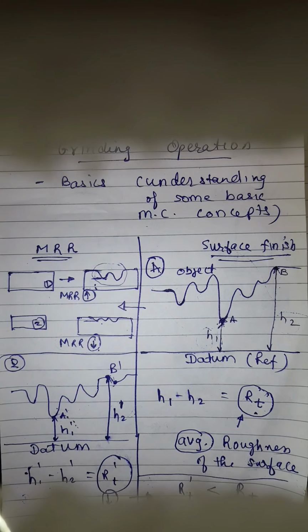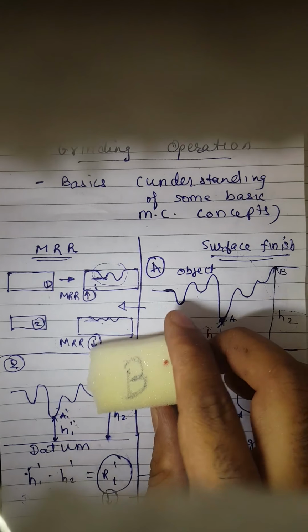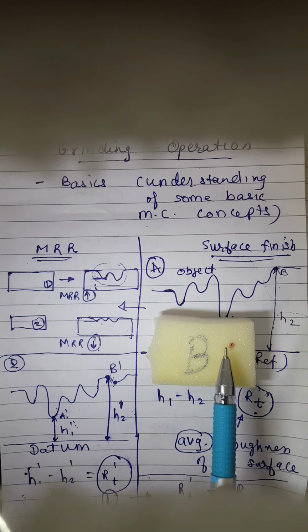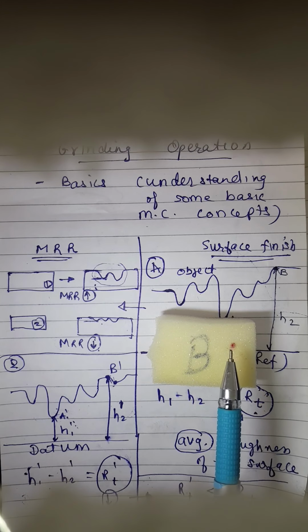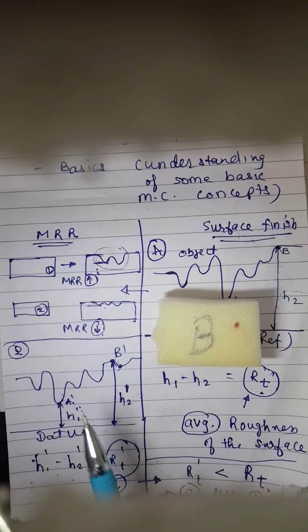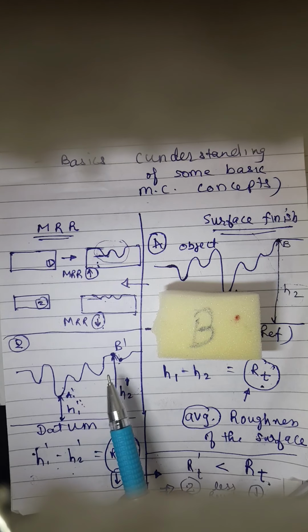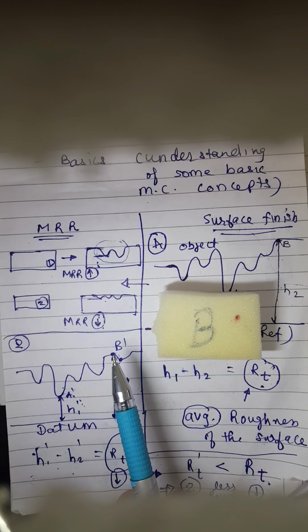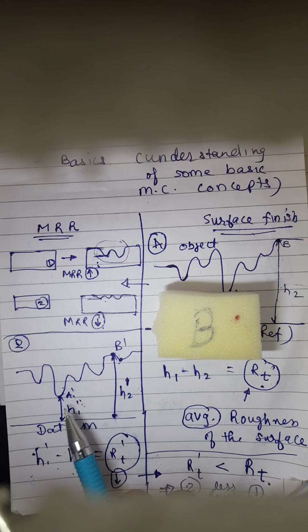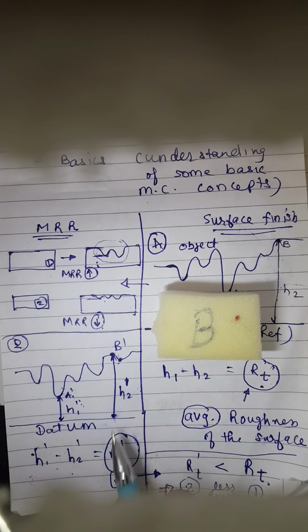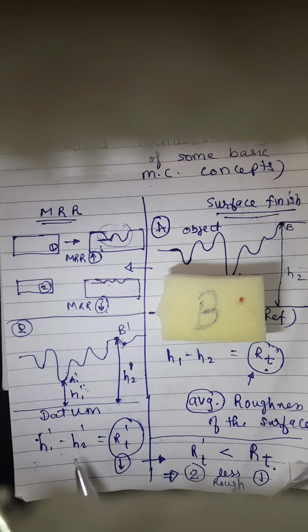If I take another object, let us say object B, and follow the same procedure for this particular point, I again get some closest point a dash, and the farthest point is b dash. Corresponding to those points, the distances from the datum or the reference are h1 dash and h2 dash, and so the difference or the roughness that I get is Rt dash, which is shown here.